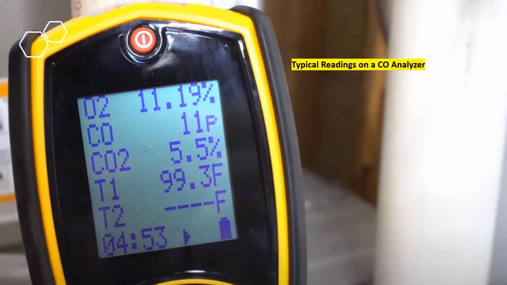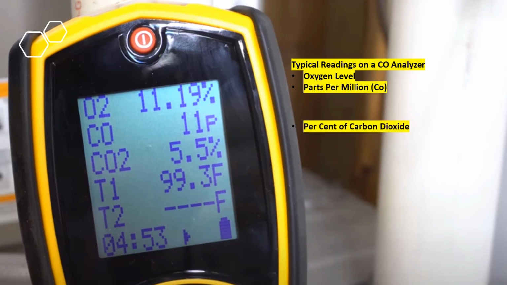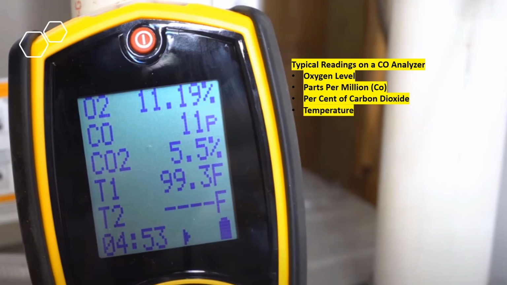Once you have inserted the probe into the vent pipe, the typical readings on a CO analyzer will be the oxygen level, the parts per million of CO, percent of carbon dioxide, the temperature of the flue gas, and the furnace efficiency will be calculated.